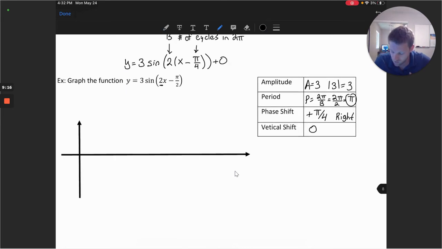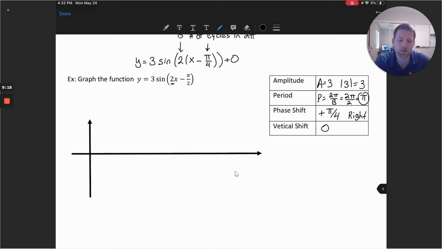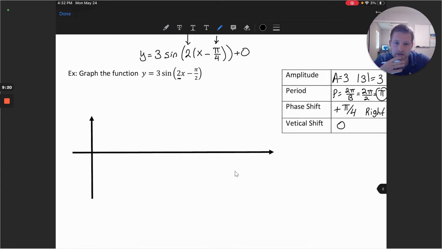So I'm going to start by just highlighting the amplitude. I know I'm going to set that, and that's not going to change. And then I'm going to consider where I'm going to start my graph, and then where I'm going to finish my graph, and then we'll figure out the inside of the graph from there. So here I'm going to set my amplitude. That would be 3 and negative 3.